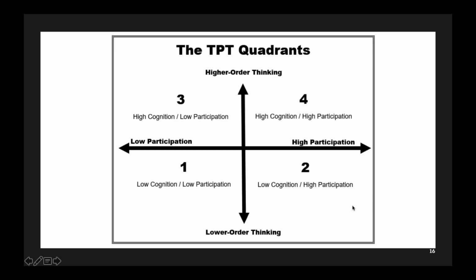Welcome back. Let's continue our conversation about student engagement and total participation techniques. Take a look in detail at the TPT quadrant sort that's on your video now. First of all, let's take a look at the arrow going up and down. Higher order thinking at the top, lower order thinking at the bottom.